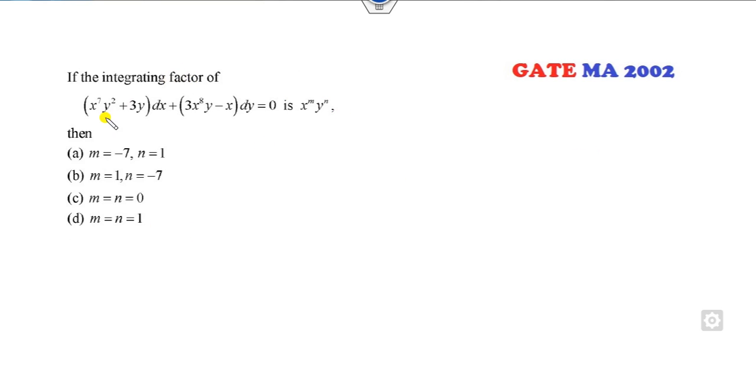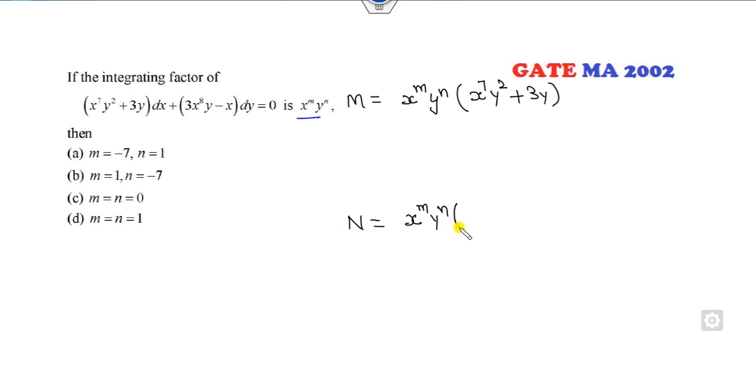Okay, if the integrating factor of this is x raised to power m, y raised to power n, fine. So if I multiply this, my M is x raised to power 7 y square plus 3y, and N will be x raised to power m of 3 x raised to power 8, then the value of m and n. So what is that?